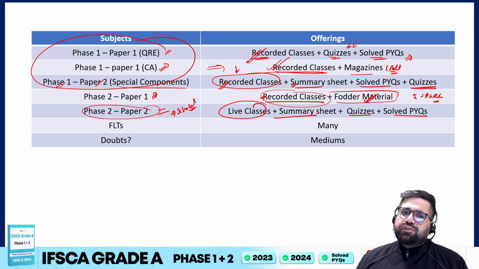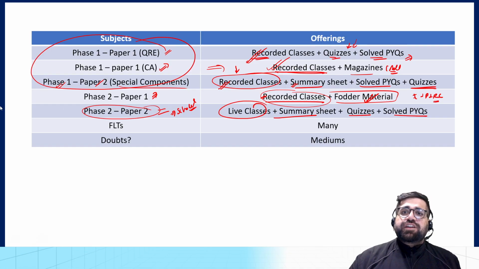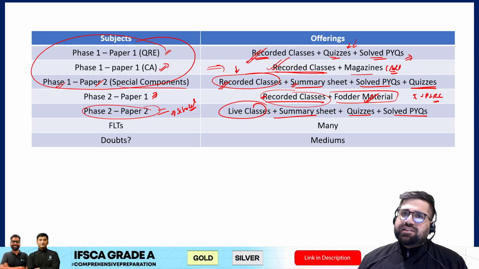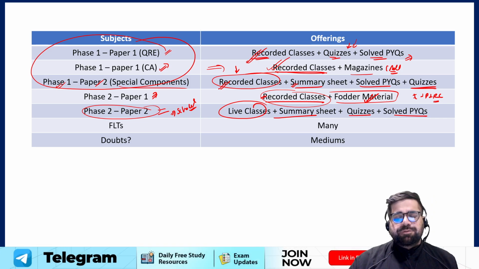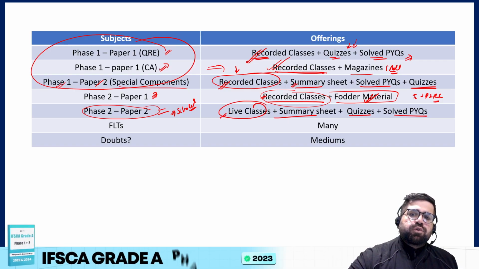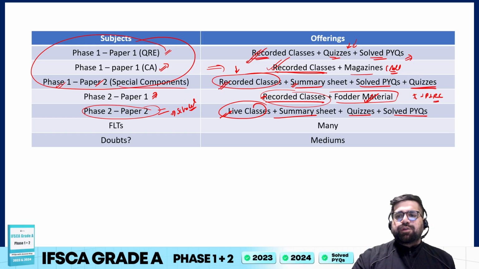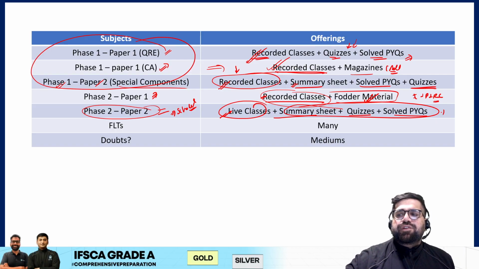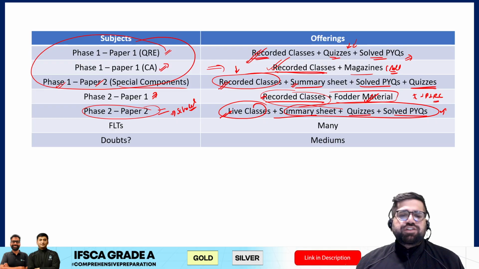So phase 2 paper 2 includes 5 components: the IFSC Act and all the things related to IFSC and GIFT City, pension, insurance, banking and capital market. We are providing all of those through live classes which you can join once the schedule is out. For material, you have the summary sheet to study, quizzes to practice, and to increase your confidence, we are giving you downloadable solved previous year questions as well.